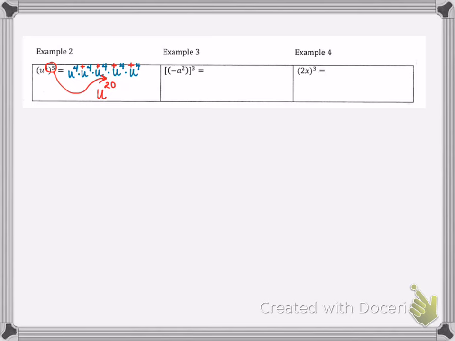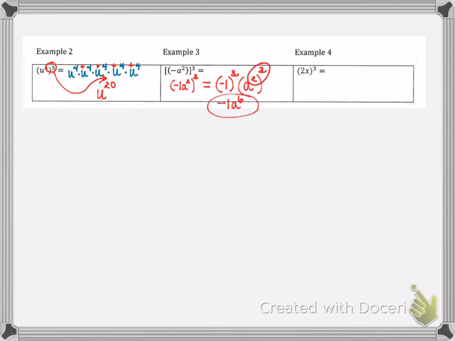Looking over at example 3, I am taking what is actually a -1a squared. I'm going to add the exponent there, and I'm raising it to the third power. That means that both the coefficient -1 gets the third power and a squared gets the third power. So -1 to the third power is -1, and a squared to the third power is a to the sixth power. So our final answer would be -1a to the sixth power.